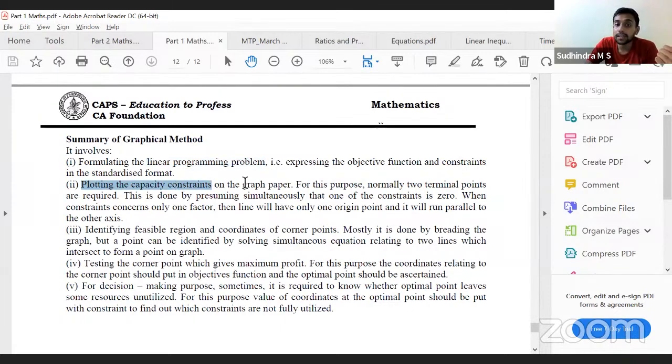Then plot the capacity constraints on the graph. Capacity constraints are the inequalities that we have. Plot that in the graph. For this purpose, normally 2 terminal points are required. This is done by presuming simultaneously that one of the variables is 0. So if x plus y is less than 5, we'll consider x as 0, so that we get y. Then we'll consider y as 0, to get x.